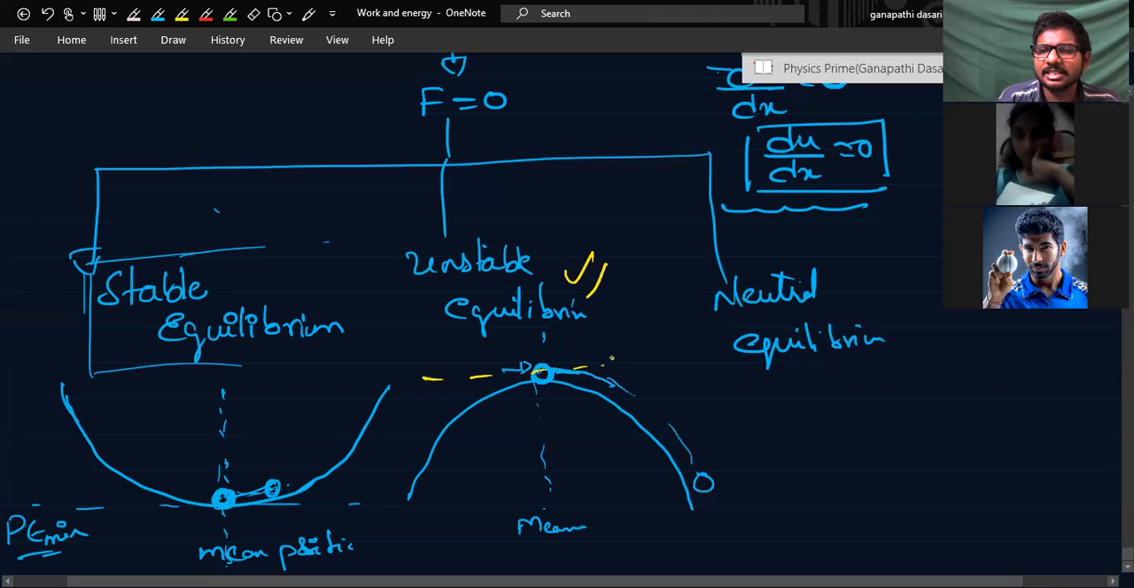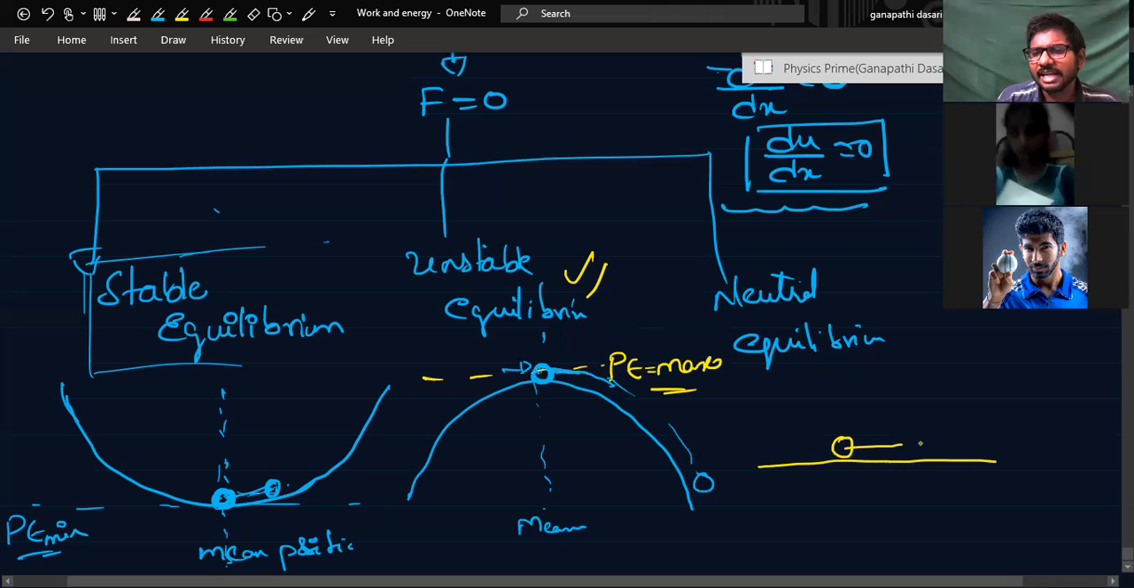Here the potential energy is maximum. Here, neutral equilibrium is like this. Suppose if you displace the ball, neither will it go away nor will it come back. Here also force is 0, here also force is 0. Neither will it go away from the original position nor come close to the original position.